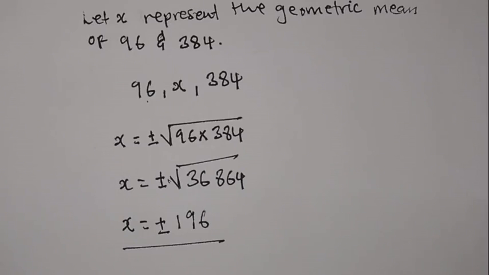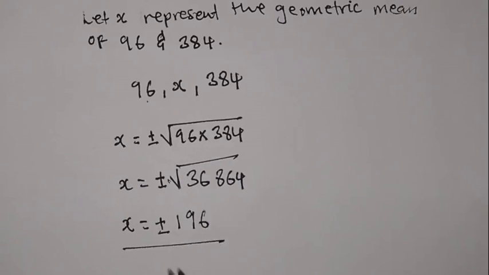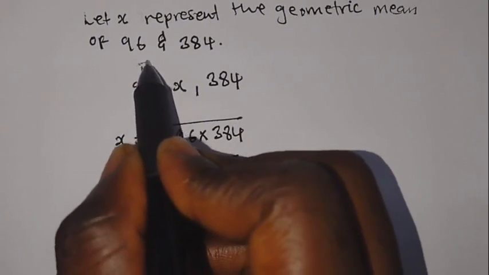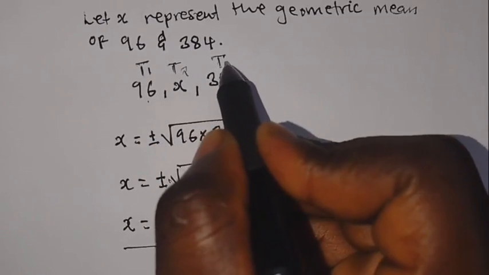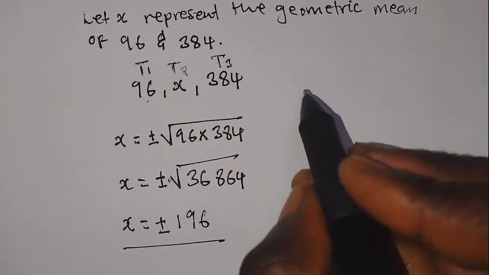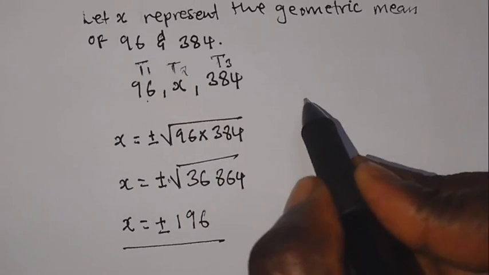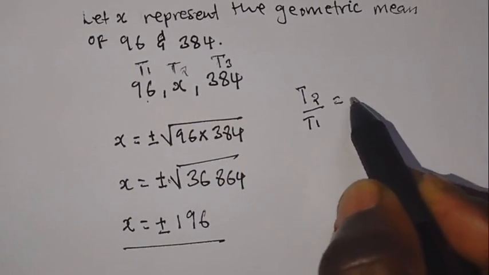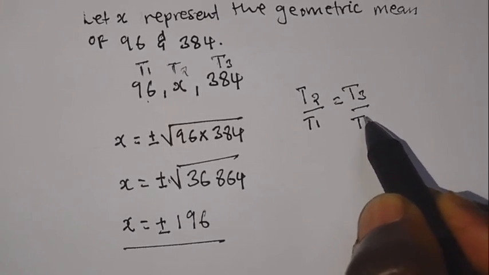This is how we find the geometric mean. Now, in case you are wondering where this idea is coming from, you have this as your term 1, this as your term 2, and this as your term 3. You can use this formula: if you're finding the common ratio for this, we normally say T2 divided by T1 equal to T3 divided by T1 like this.